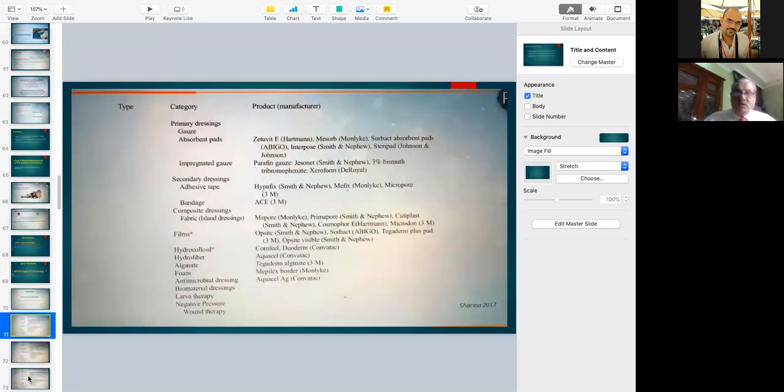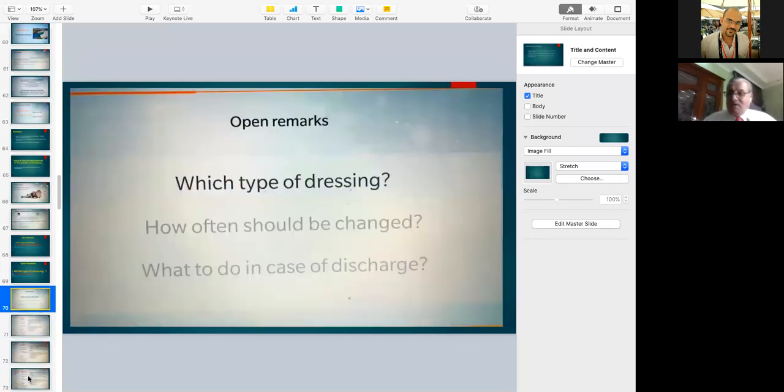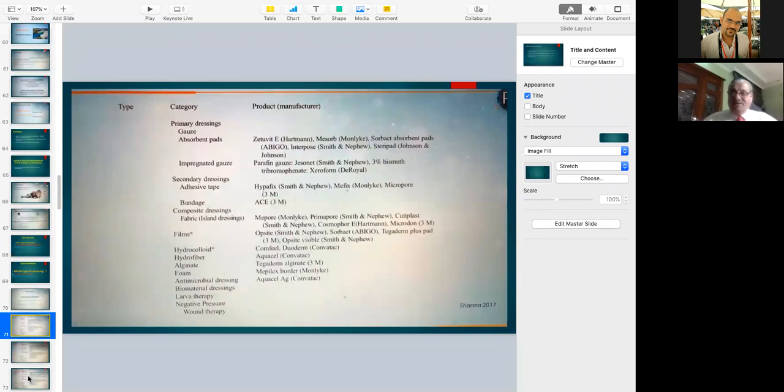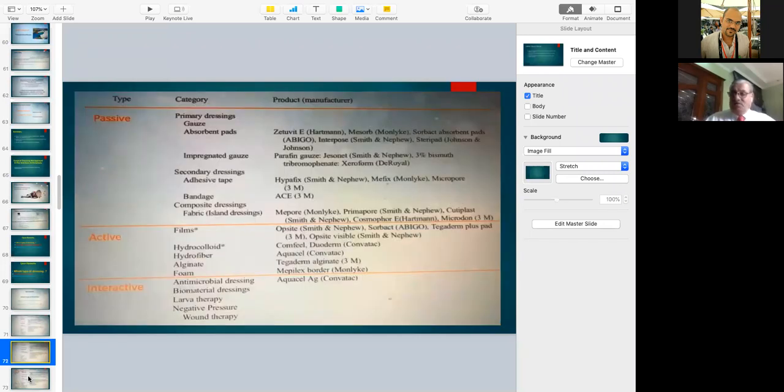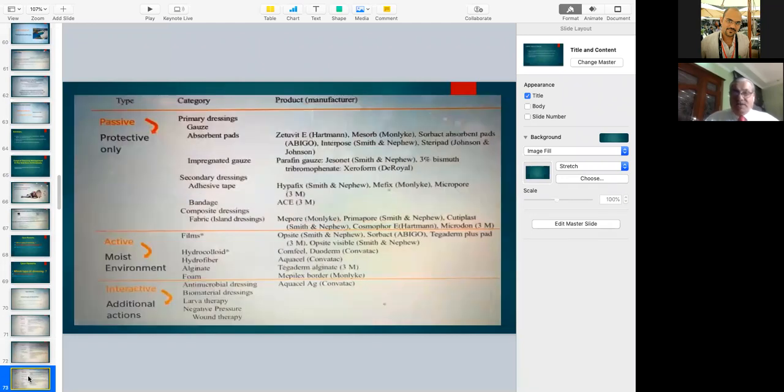So which type of dressing? This is your dressing and this is the aim of your dressing: either protective, or protective with a moist environment. That's called good perfusion and good healing. And interactive, where you do another, additional action.